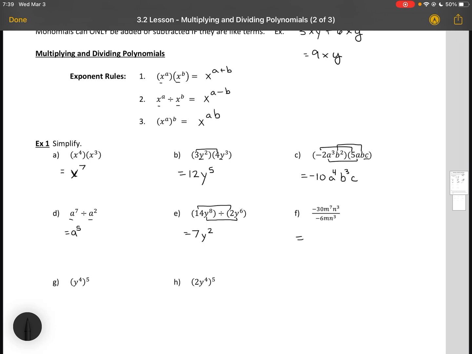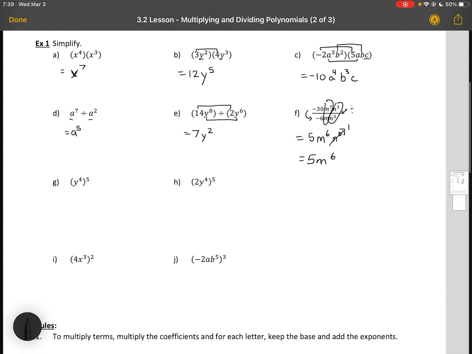Here I have another way of expressing divide using a fraction line, and I'm going to approach it the same way. So the first thing I'm going to do is divide those numerical coefficients to give me 5. The next thing I'm going to do is look at the m's. I've got m to the 7 over m to the 1. Subtracting the exponents gives me m to the 6. And then I've got n to the 3 over n to the 3. Subtracting those gives me n to the 0, which is actually just equal to 1. So I can write my final answer as 5m to the 6.